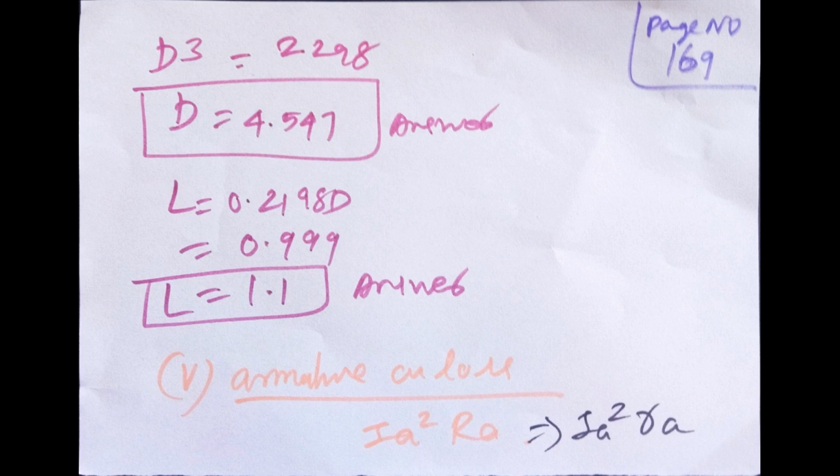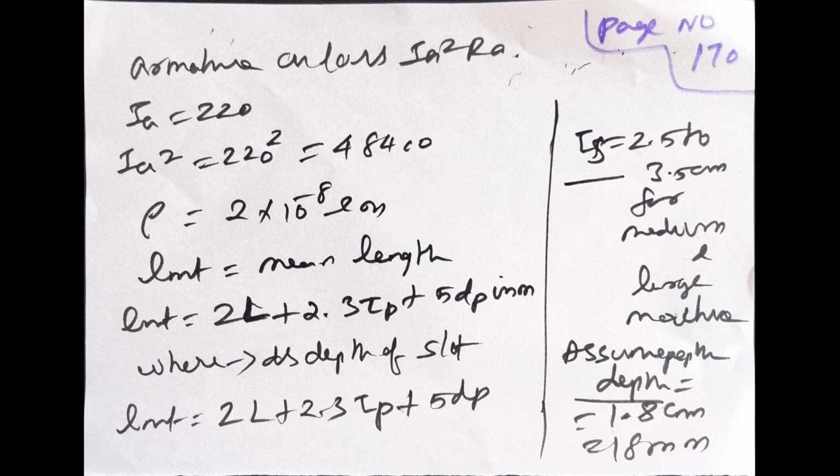Armature copper loss. Armature copper loss formula is Ia squared Ra. Ia is equal to 220. Rho value is 2 into 10 power minus 8 ohm meter. We assume tau s is equal to 2.5 to 3.5 cm for medium and large machines. Assume depth is 1.8 cm or 18 mm. LMT, mean length, is equal to 2L plus 2.3 tau p plus 5 dp in meter, where dp is the depth of slot.